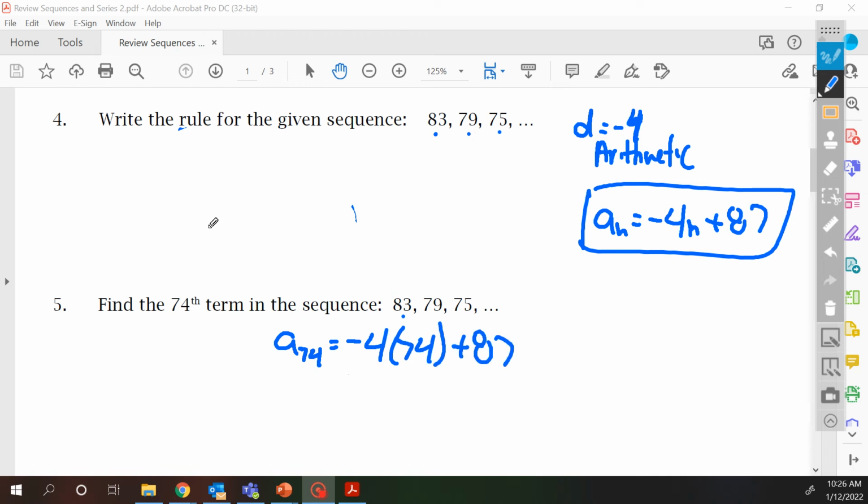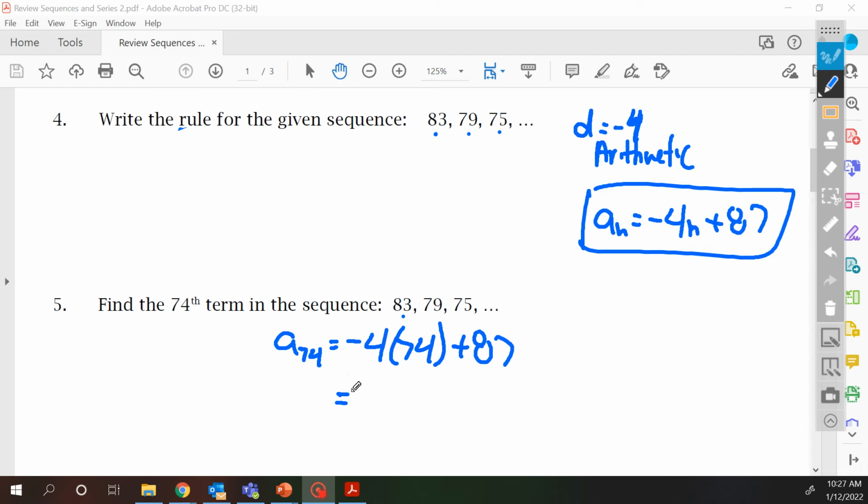The other way you could do this is A74 is equal to the first term 83 plus the difference negative 4, 73 times. Both of these are the same thing. This is just like the simplified version, okay? So they're both the same thing. All right, I just need to calculate this. So negative 4 times 74, negative 296, and negative 296 plus 87.